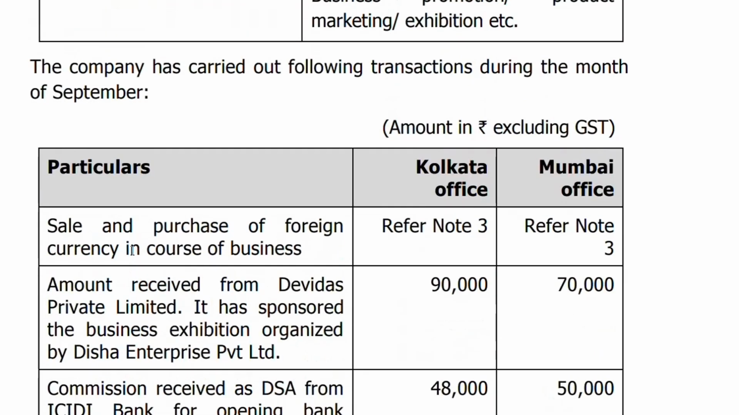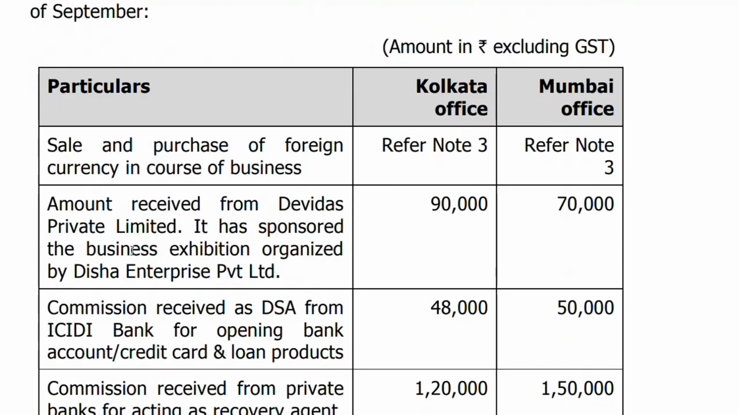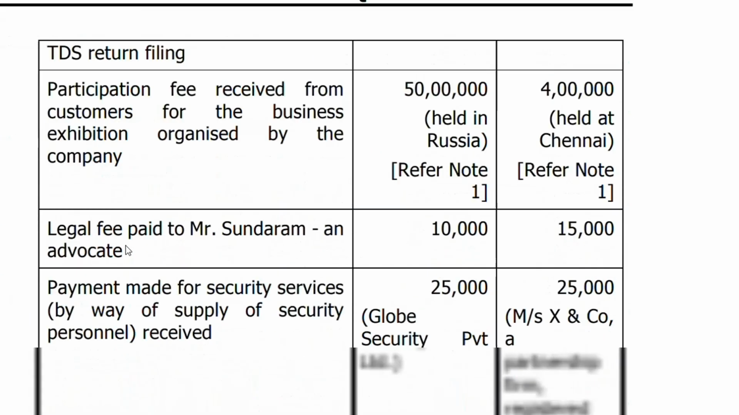Second part of the question, that is, the company has carried out the following transactions during the month of September. For both Kolkata office and Mumbai office, they have given sale and purchase of foreign currency in the course of business. For that, you have to refer note 3. So let us go to note 3.